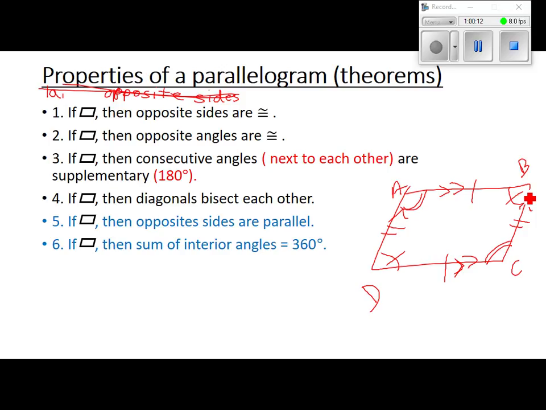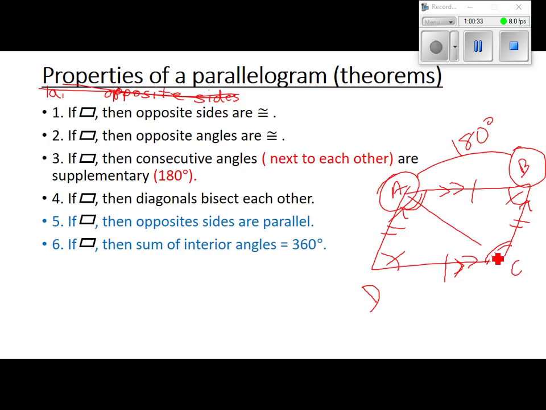Consecutive angles. Give me a pair of consecutive angles. Angles that are right next to each other. A and B, I heard. So A and B, we know that those two have to add up to 180 every time. Is that the only pair? AD would work, DC would work, BC would work, and so on. Any consecutive angles have to add up to 180.